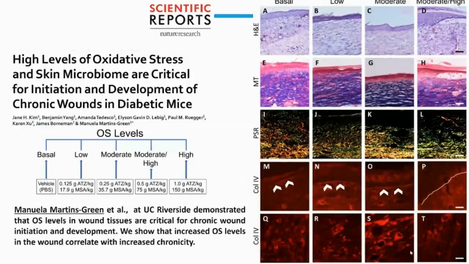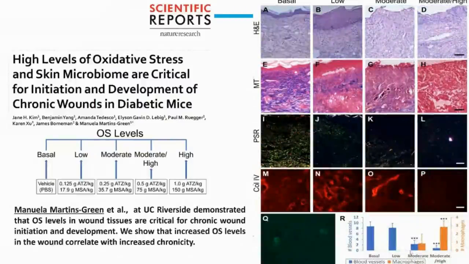So these immunofluorescent stainings, especially the ones from M through P that you are seeing over there, the immunofluorescent staining for collagen 4, show the presence of collagen 4 especially in the basal lamina underneath the epidermis. So the white arrows that you are seeing over there indicate the basal lamina formed below the basal cells of the epidermis. This basically calls for an altered structural feature happening in the context of having a higher oxidative stress as well.